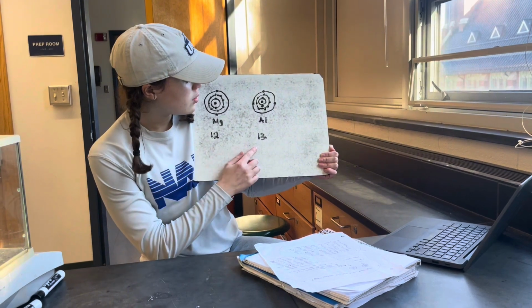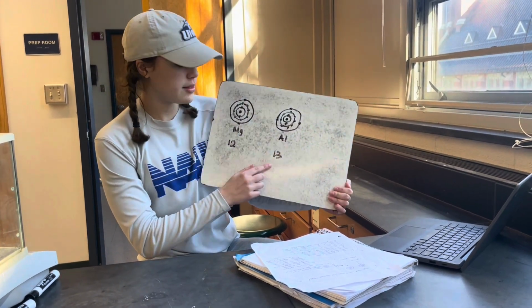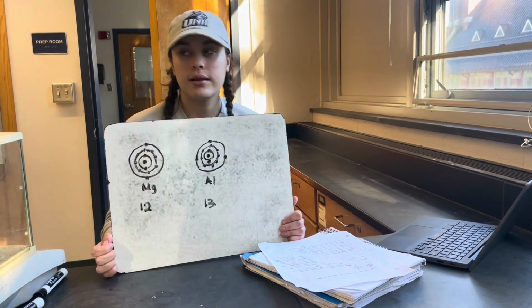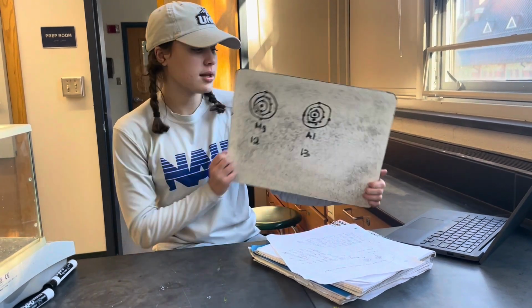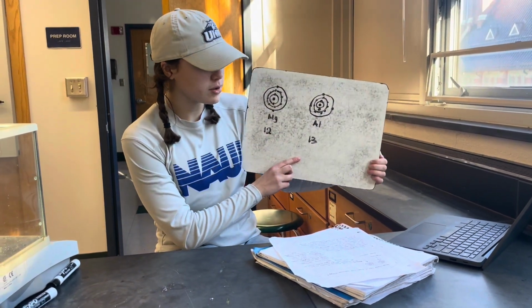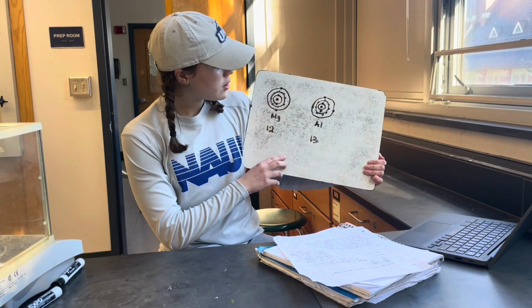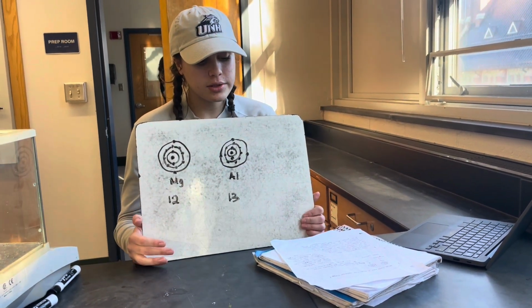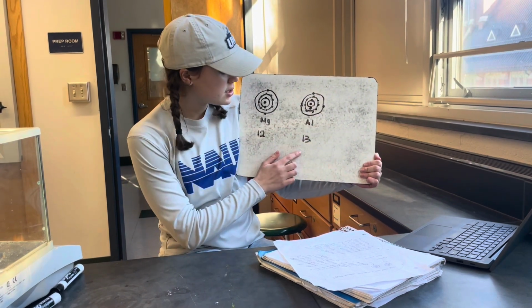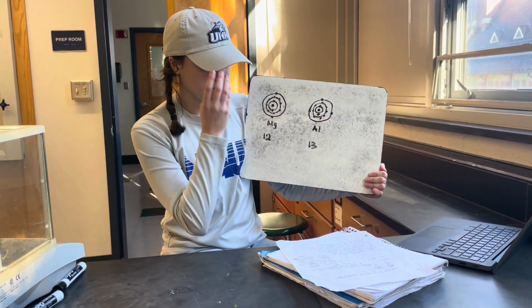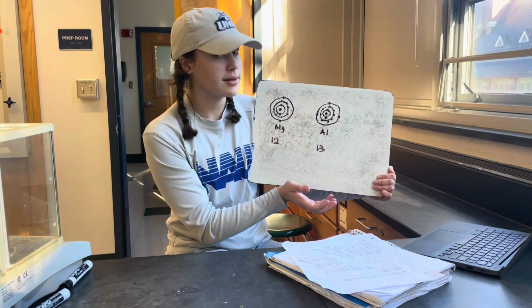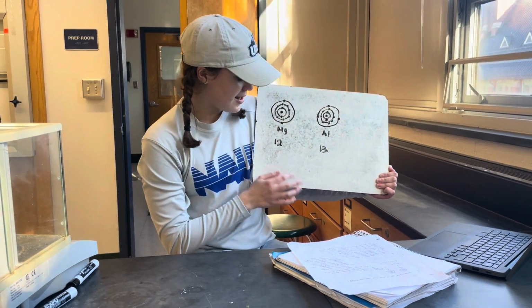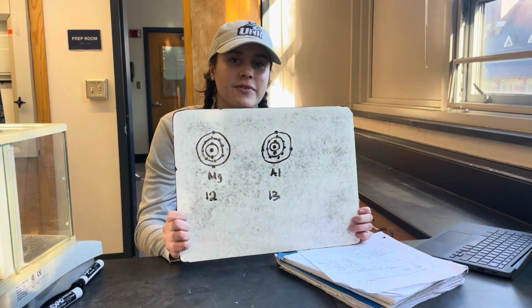As we can see, aluminum has one more proton in it than magnesium. The attraction between the nucleus and electrons gets bigger when the number of protons increases. So that means aluminum is going to have a bigger first ionization energy because the attraction is so much bigger in this atom. And that means magnesium is going to have the lower first ionization energy.